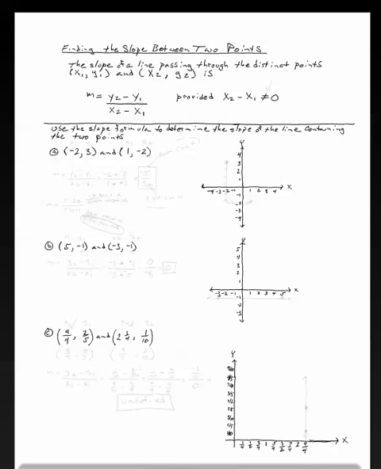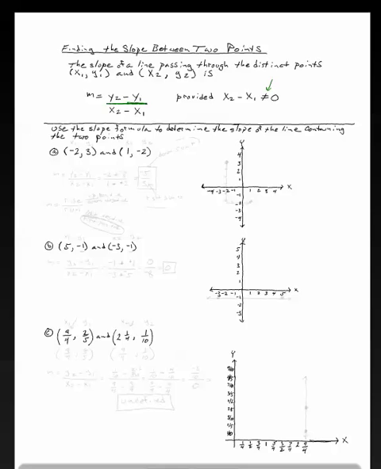provided that x sub 2 minus x sub 1 is not 0. Remember that if you do get 0 when you subtract your x coordinates, what that's really telling us is that the slope is undefined, because our fraction bar represents division, and you cannot divide by 0.